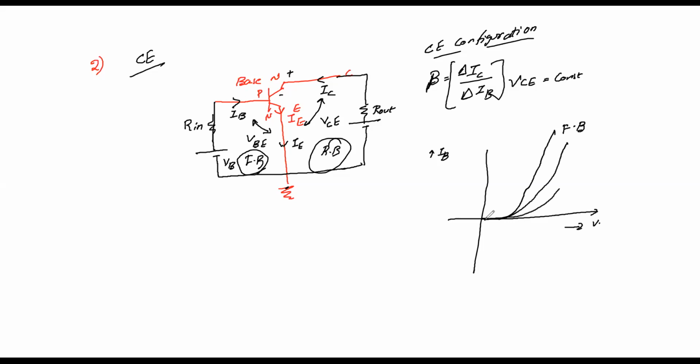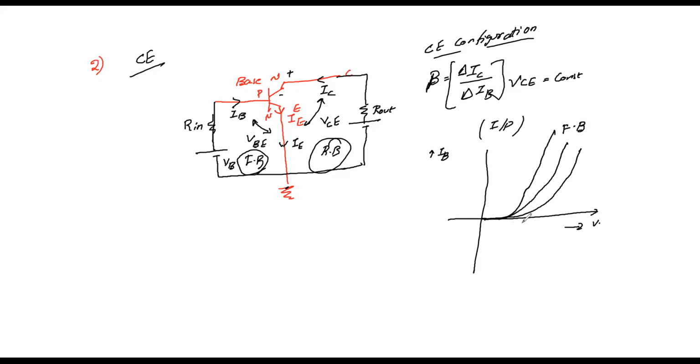So there are different sections. The current keeps flowing continuously as I keep applying voltage. We call it input characteristics. This is nothing but your input characteristics. Here, the voltage rises with respect to your base voltage, and the current rises as well.